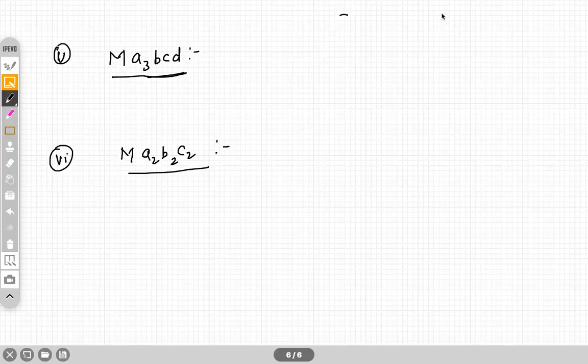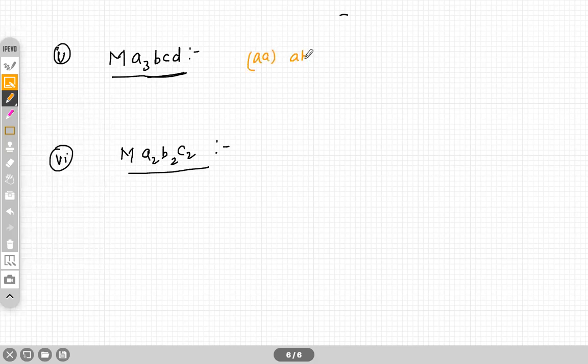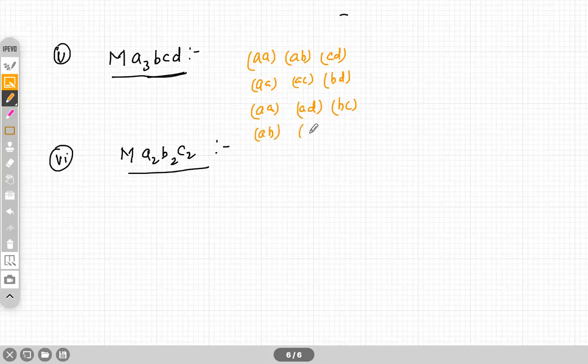Done? Okay. So the first one we are getting 4, and the second one we are getting. The possible arrangements here: we can write down AA, then AB and CD. Then we have AA, then AC, BD. Again, we'll write AD together, so AA, AD, BC, and one more we have AB, AC. There are four isomers possible for the first one.